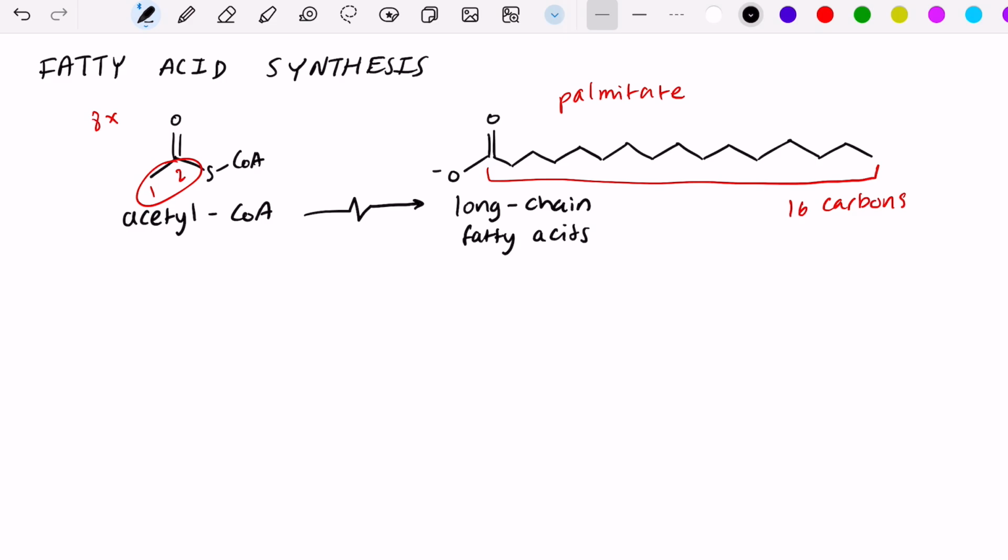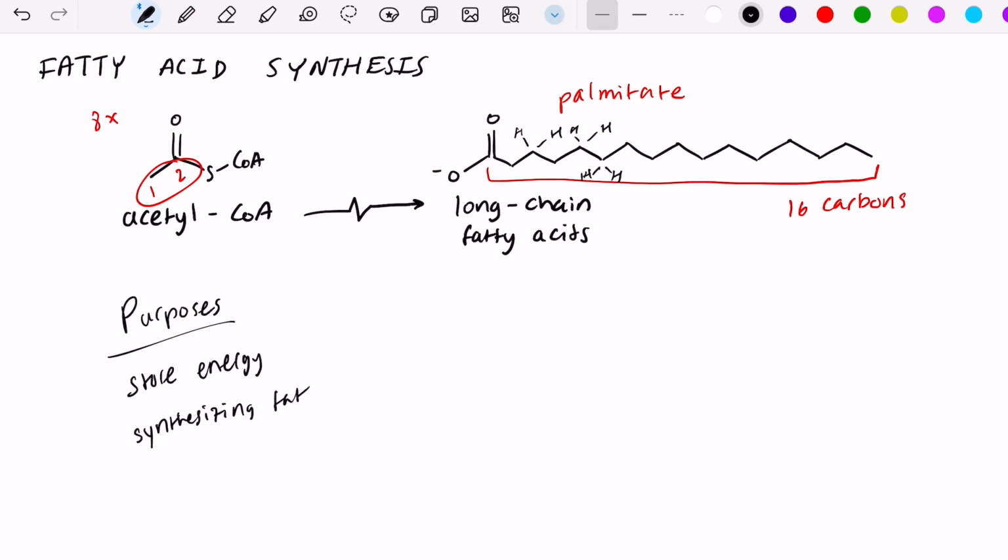So why do we do this? What are the purposes? So number one is to store energy. So if you've ever heard that energy is stored in hydrocarbon bonds, that's what's happening here. We have a bunch of little HC bonds that store all our energy here in the form of these long-chain fatty acids.